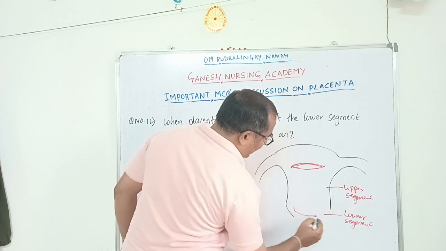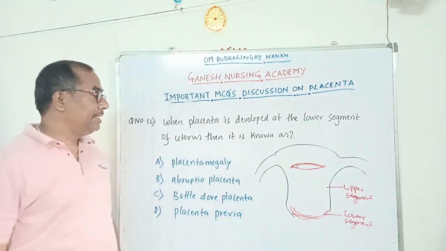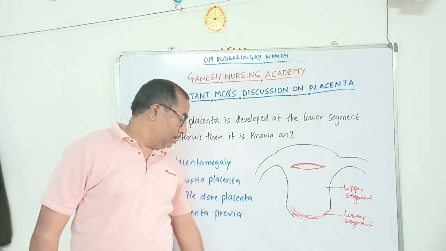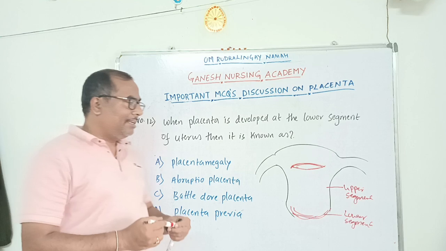So when the placenta attaches and develops at the lower segment of the uterus, what is it known as? Option E is placenta megali. So what is placenta megali?